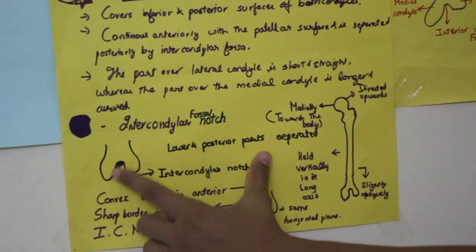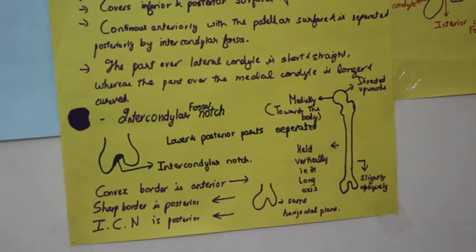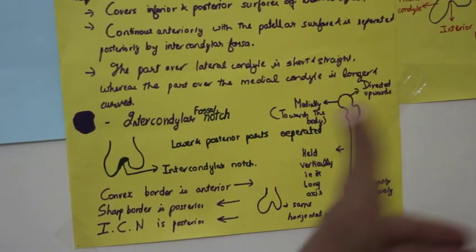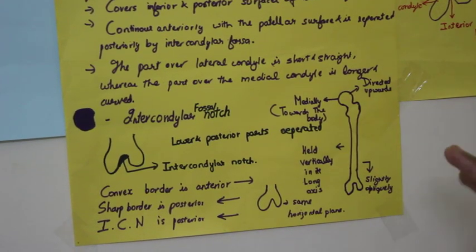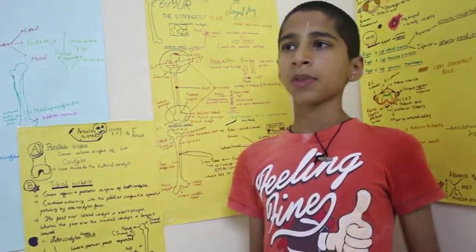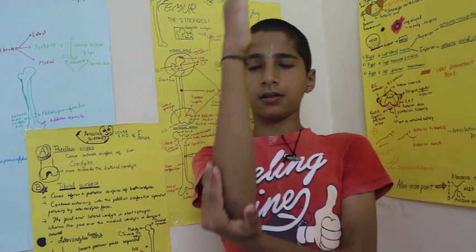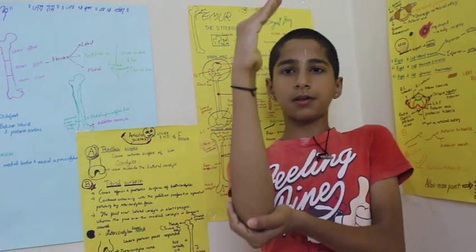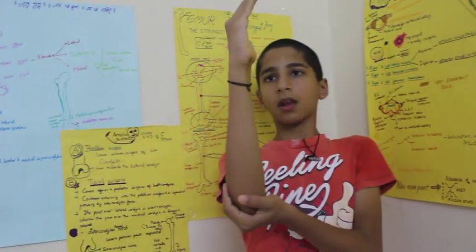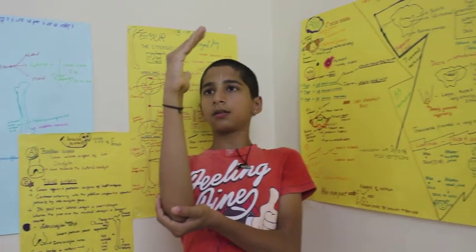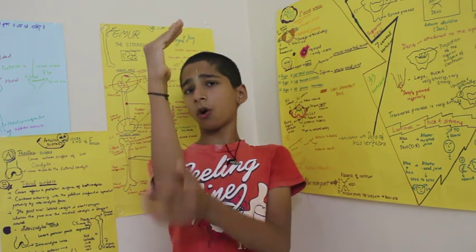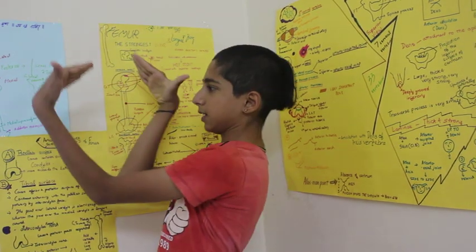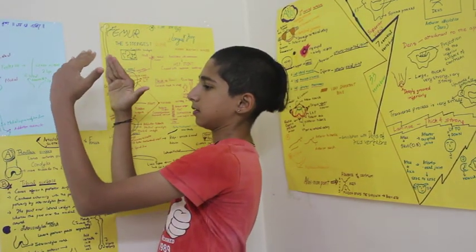You can see it here, the black surface. It's not a surface, it's somewhat like a pit. So here is medially towards the body. Okay, now I shall explain the anatomical position of the femur. The femur is held straight, little bit this way, but it's actually held straight. Yeah, like this. It is held straight in its long axis, not like this, but like this.